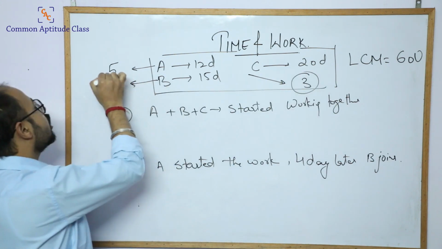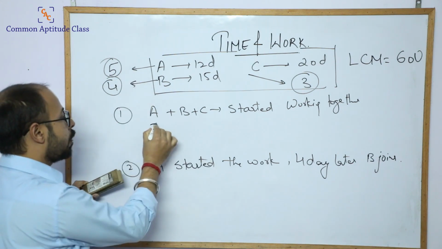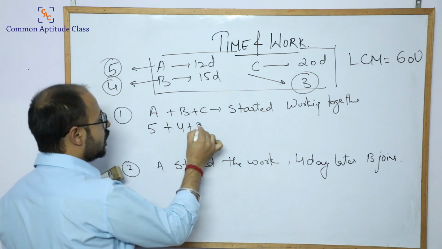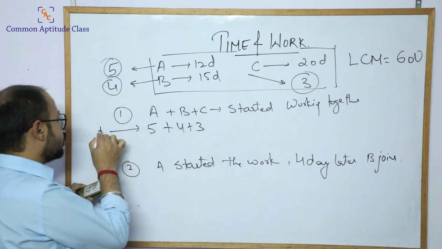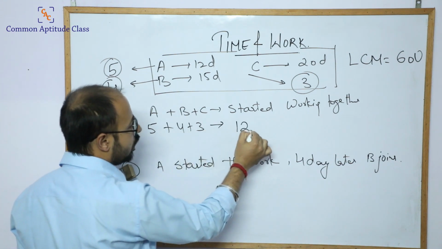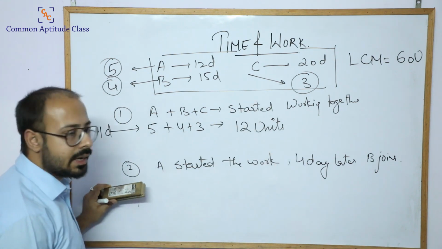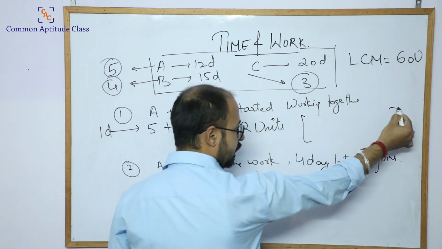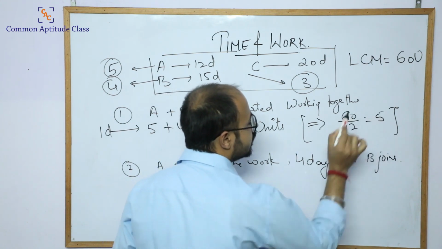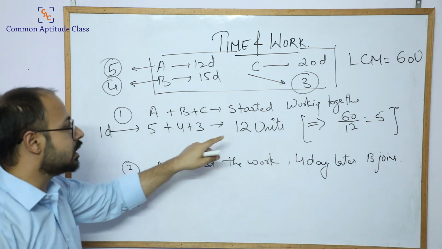So in the circle, the number of units produced by them in 1 day. So A's 1 day work is 5. B's 1 day work is 4. C's 1 day work is 3. So A plus B plus C's 1 day work is 5 plus 4, 9 plus 3, 12 units. So how many days will they take? 60 by 12 days they will take to do the work. So next step is 60 by 12, that is 5 days. Then in 5 days A plus B when working together can complete the work.